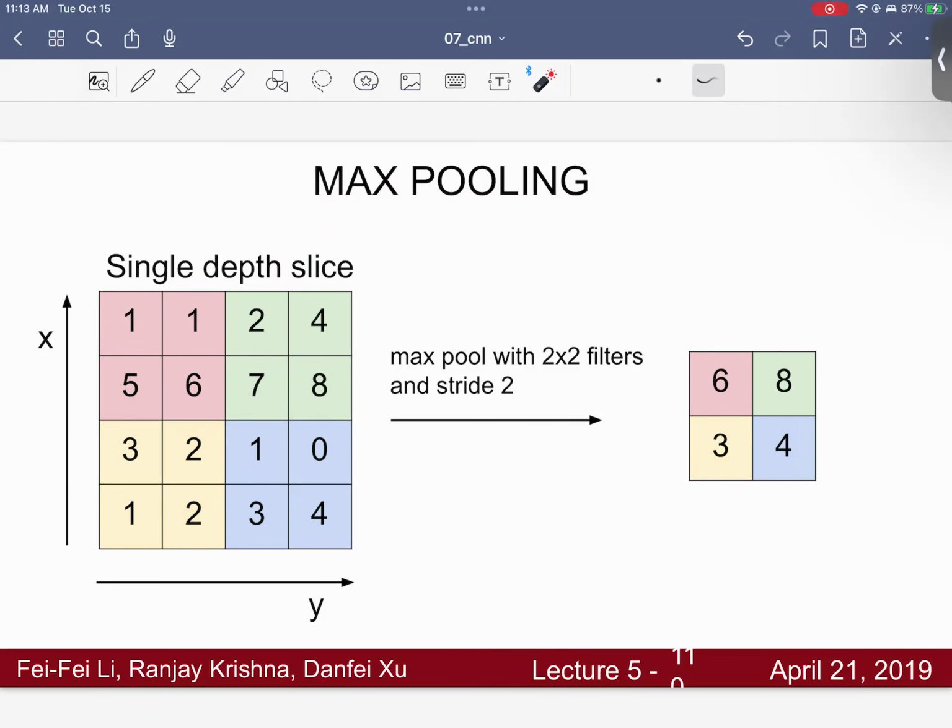So this has nothing to do with any learnable parameters, because this is all rule-based. You're just looking at 4 pixels and taking the maximum value out, then moving to the next position and taking the maximum value out. There's nothing to learn. It's all hard-coded, so it's a very cheap operation.